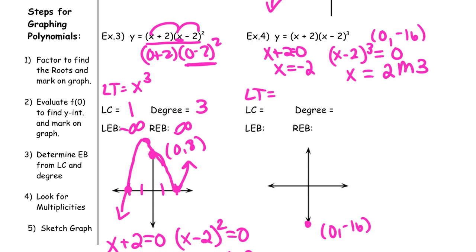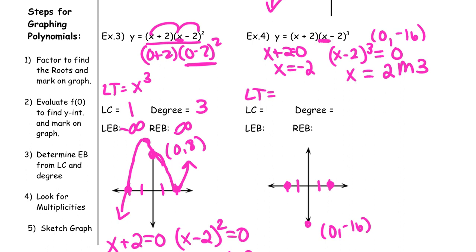No, it's going to cross, but it's going to flatten. It's not going to cross like a line does. It's going to flatten a little like a cubic does. So at that -2, it's going to cross like a line. Then we have 2, and this is going to be our multiplicity of 3.